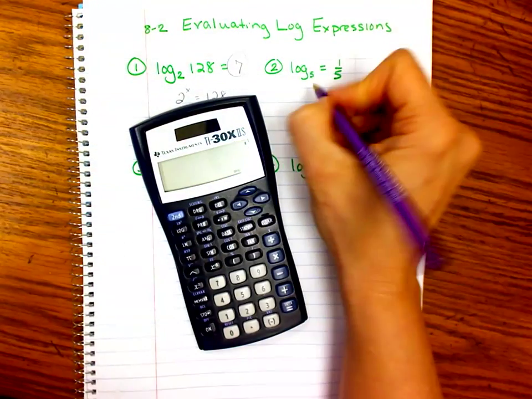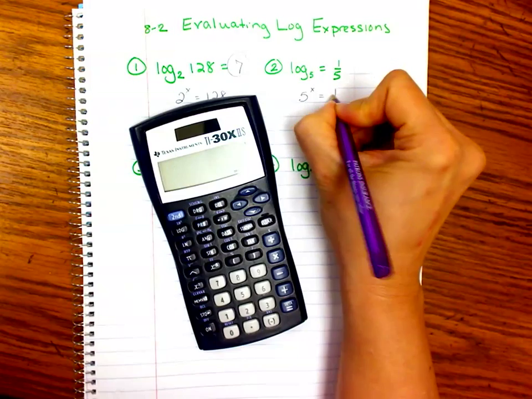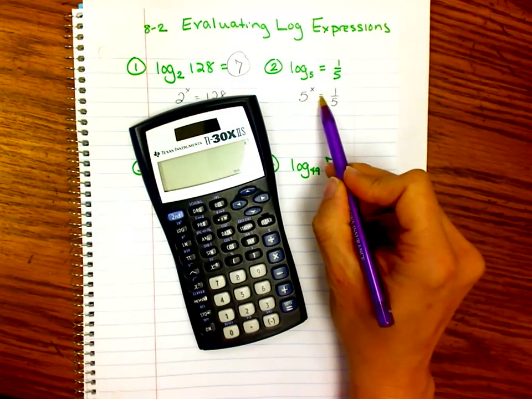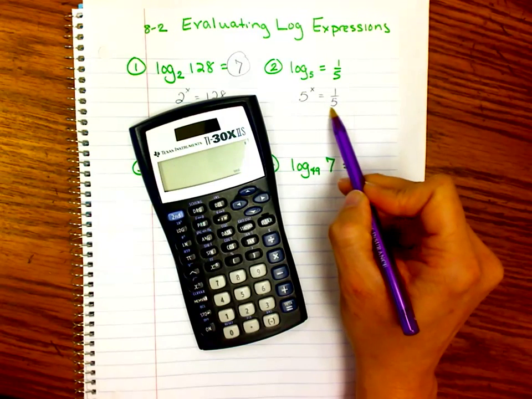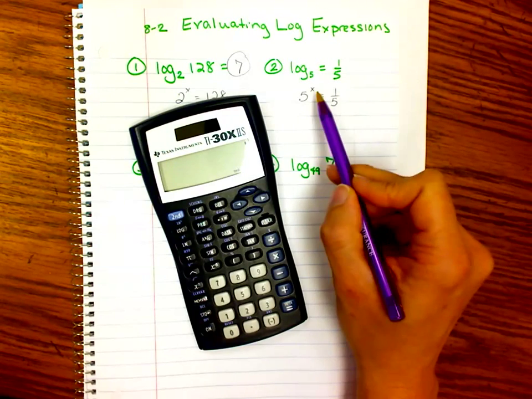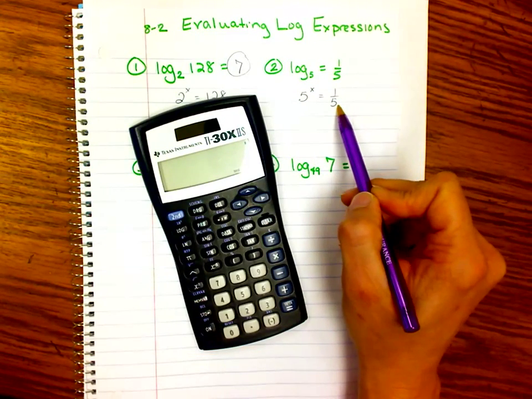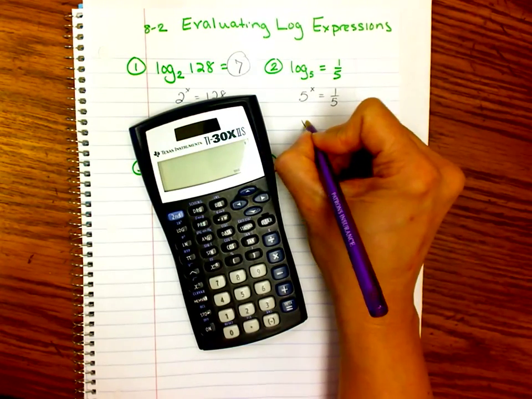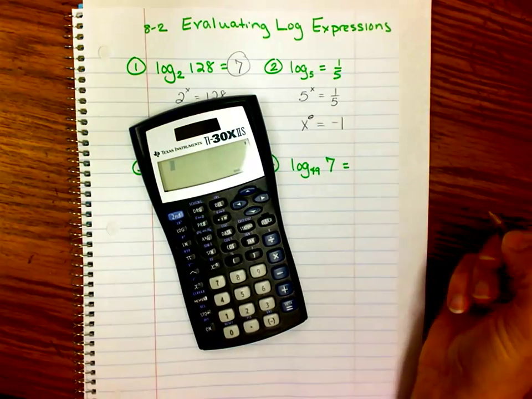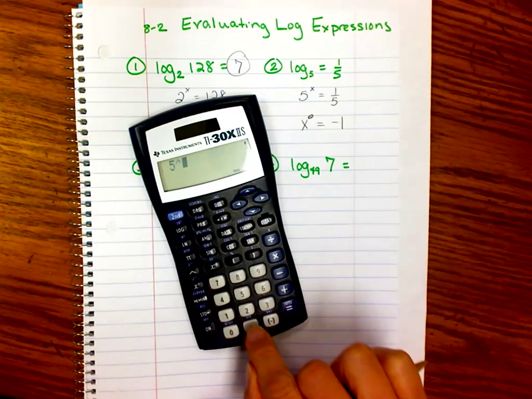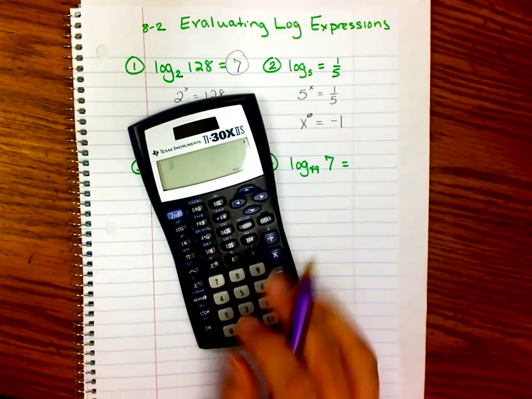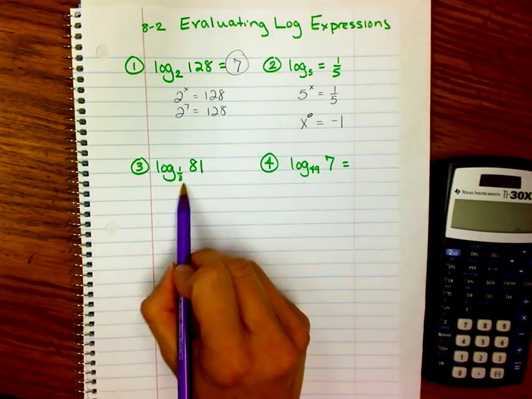Okay, so in this one, it's 5 to what power equals 1/5? Well, I know that 5 to the first power is 5. I see a 5 there, but it's in the denominator. So keep in mind that anytime this number goes to the denominator, it's going to be a negative. So since I know it's 1, and I know it's in the denominator, then I know it's -1. And I can check it. I can say 5 to the -1, and that is 0.2, which is 1/5. So we're good there.